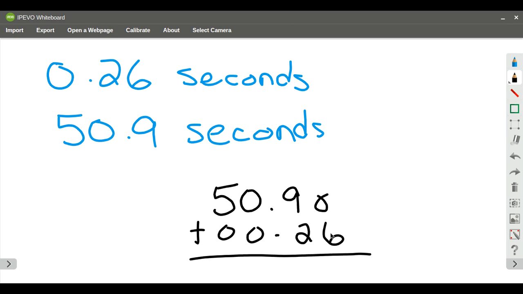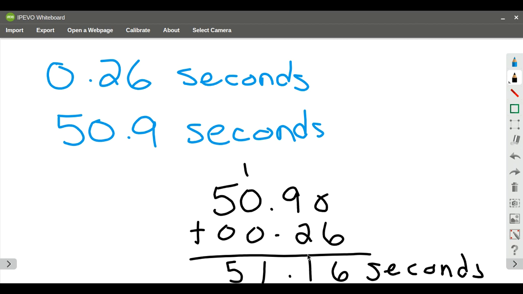0 and 6 is 6, 9 and 2 is 11. I regroup the 1. I bring down my decimal. 1, 0 and 0 is 1. 5 and 0 is going to be 5. So my answer on this one is 51.16 seconds is going to be Martin's time. Okay, so because it said longer, it's still going to be an addition problem.